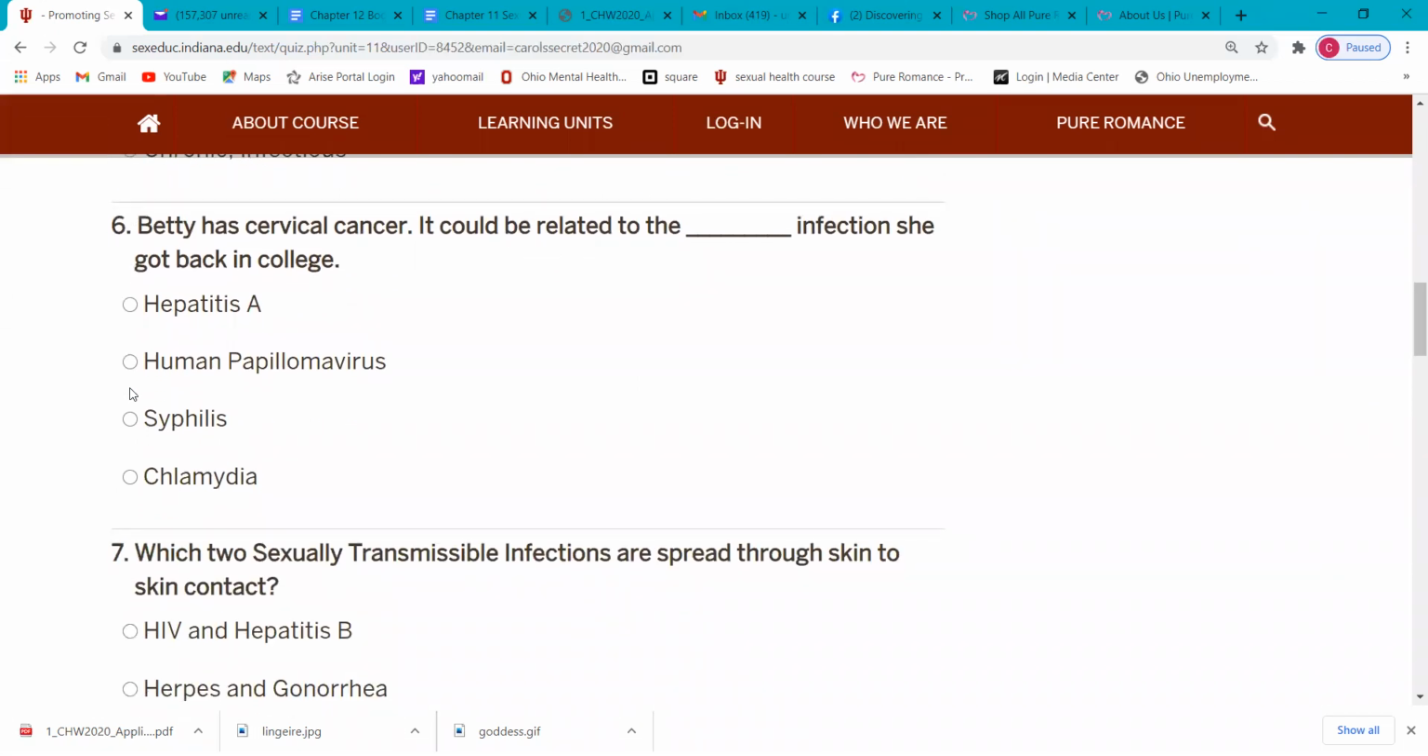So, okay, we are on 6. Betty has cervical cancer. It could be related to the blank infection she got back in college. Is it hepatitis A? Is it human papillomavirus? Is it syphilis, or is it chlamydia? So for 6, yay, human papillomavirus, HPV. Okay.